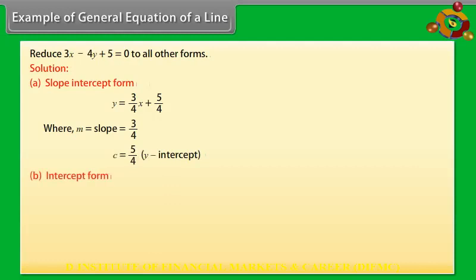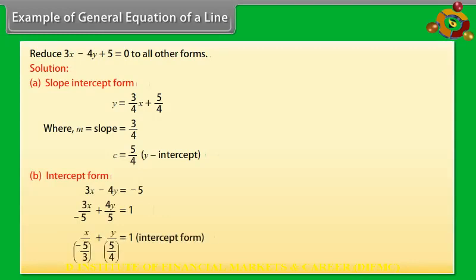Intercept form. 3x - 4y = -5. 3x/(-5) + 4y/5 = 1. x/(-5/3) + y/(5/4) = 1. This is the intercept form. The x-intercept is -5/3, and the y-intercept is 5/4.